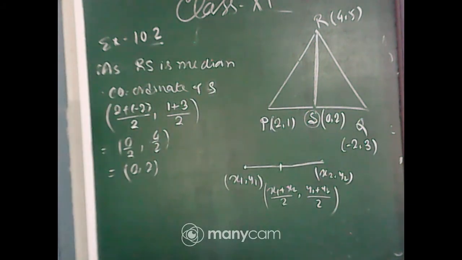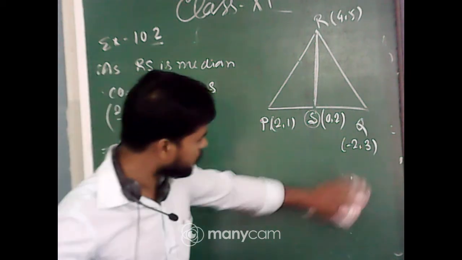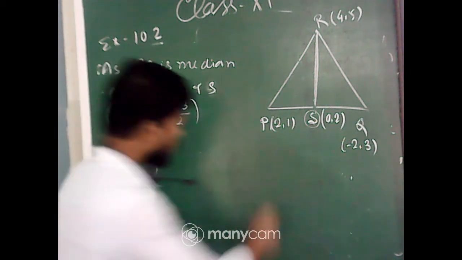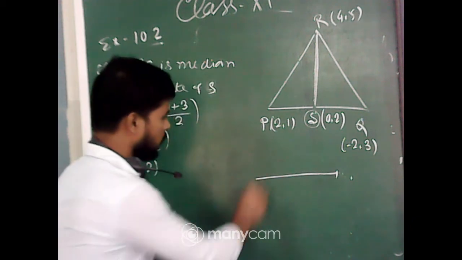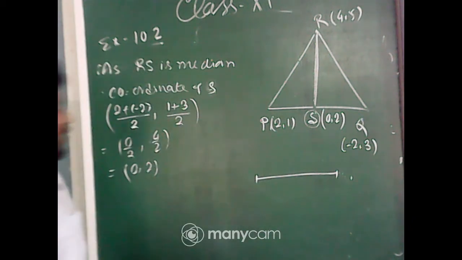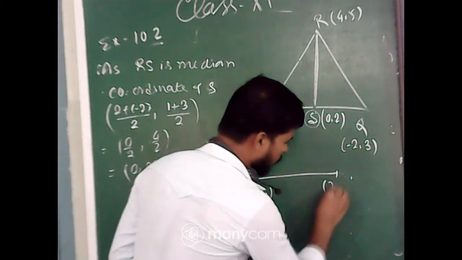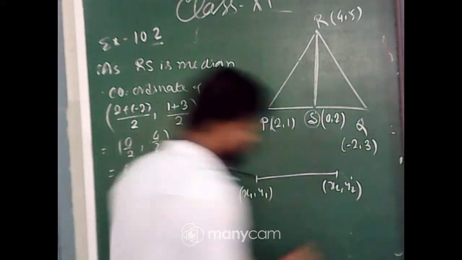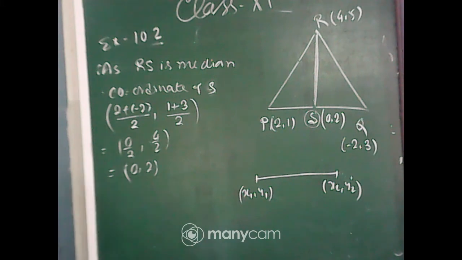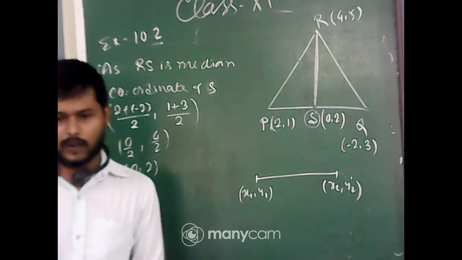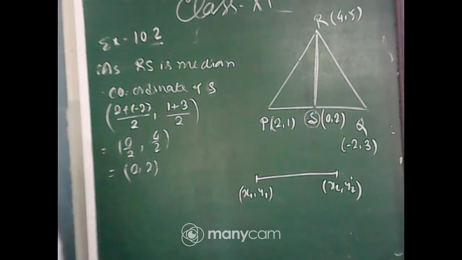Now the next question. Suppose we have a line, and the coordinates of 2 points on the line are given, suppose (x1, y1) and another point (x2, y2). So the question is how to find the equation of the straight line. If 2 points on the line are given, how do we find the equation of the straight line? Do you know the formula?